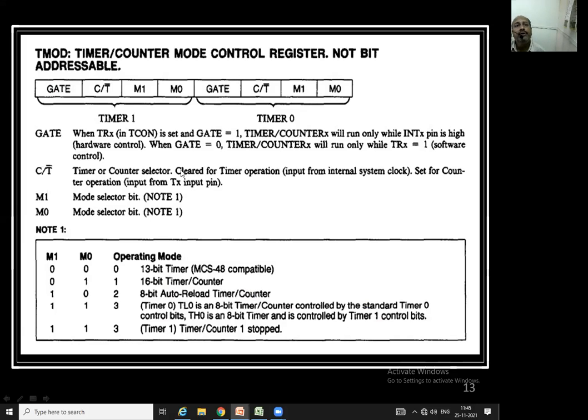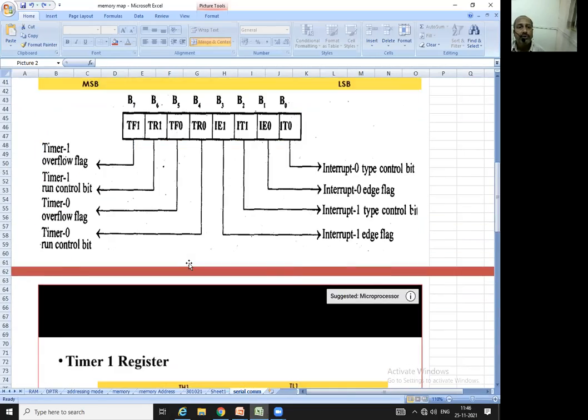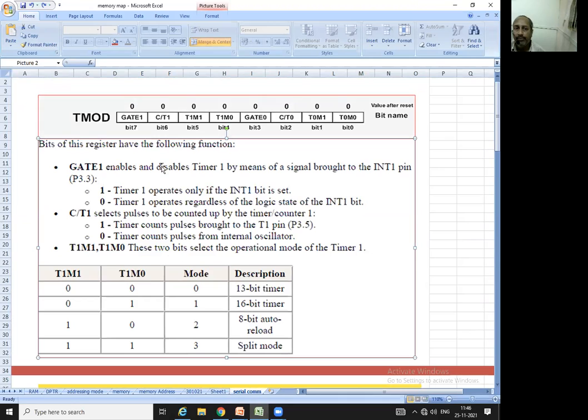Next one, that is the register TMOD. So TMOD is not bit addressable, which means we cannot set or reset a particular bit. The complete data has to be given to TMOD. For that this TMOD is here. So TMOD also we have configured over here. First 4 bits are for timer 1. Last 4 bits are for timer 0. If you are remembering, we have gone through that.